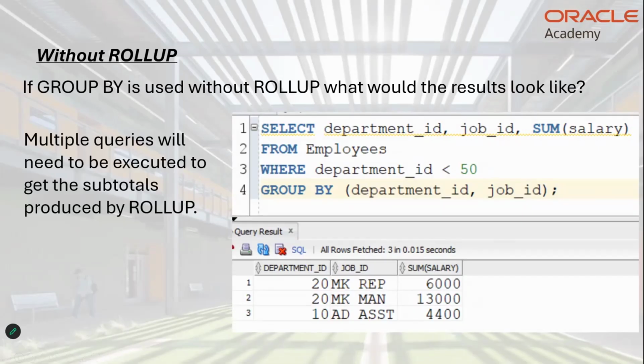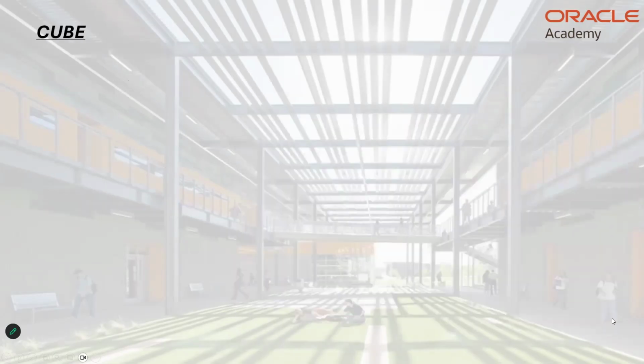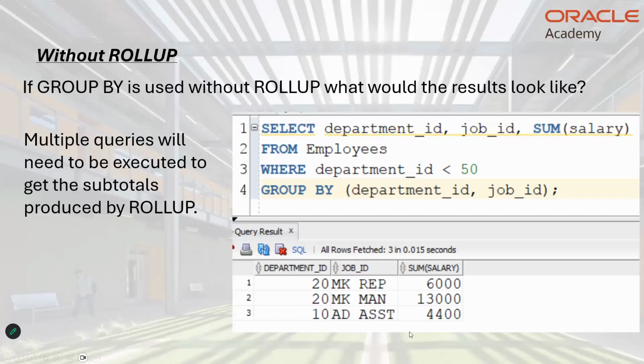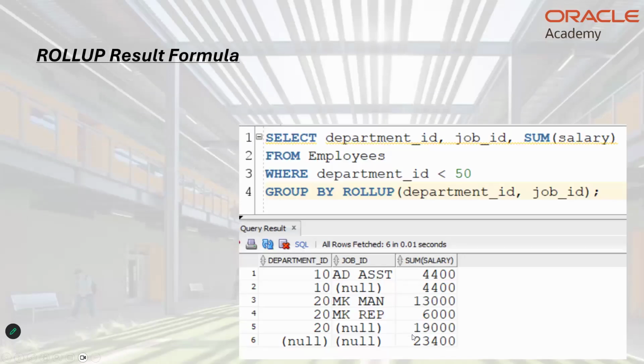And you would need multiple queries to do the calculations. So we're able to not do that. Okay. And that's rollup. I'm going to go back and show you. This is the rollup result. Subtotal, grand total.